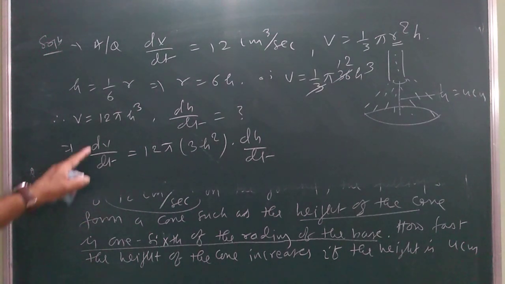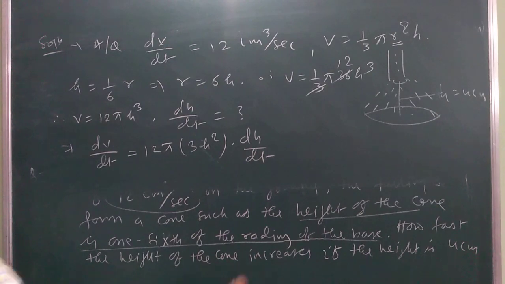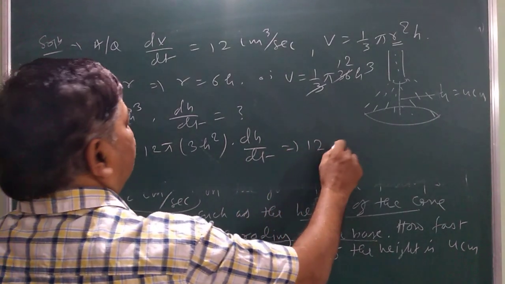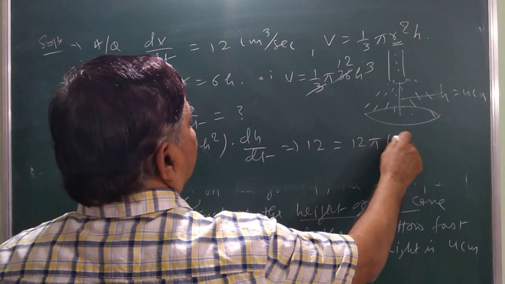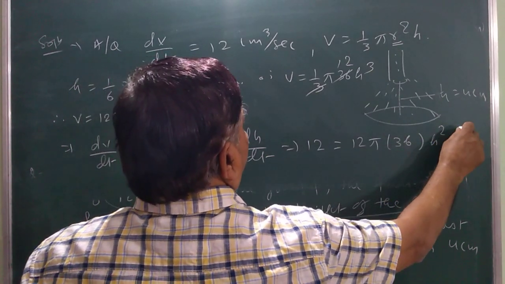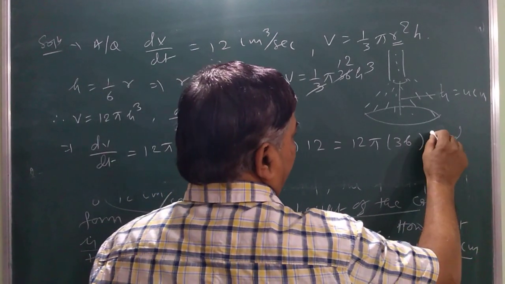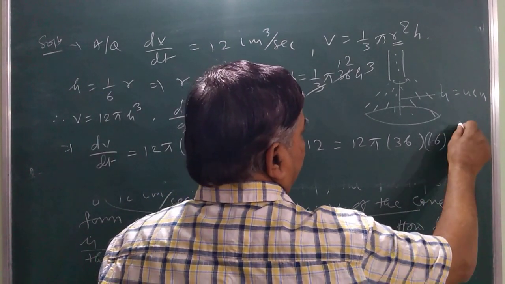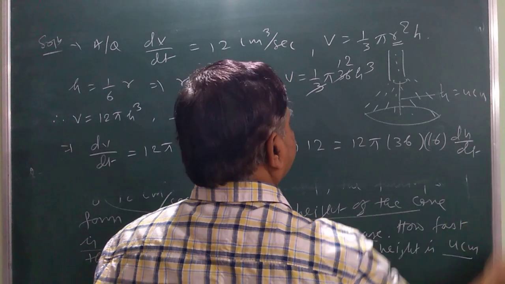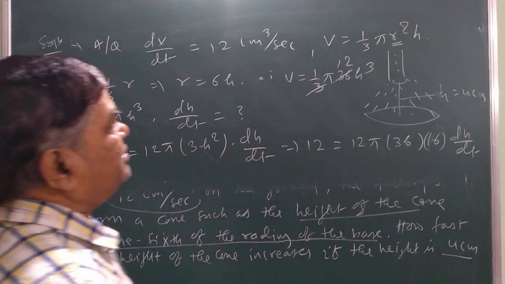Now what is the value of dV by dt? This is 12. So just place here 12 is equal to 12 pi 36 h square. What is h? This is your 4. So 4 square, that means 16 dh by dt. One thing is going to be a mistake here, that is 36.